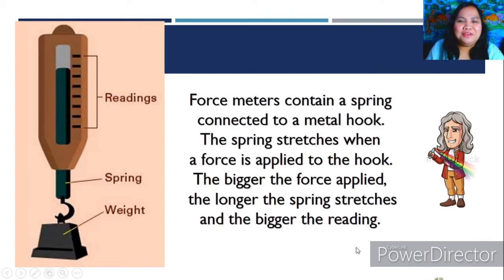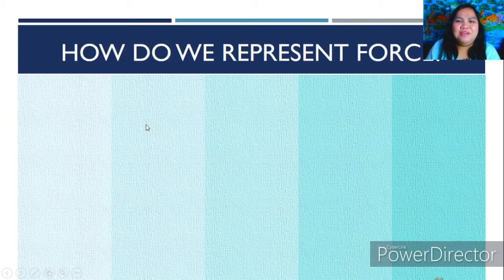Force meters contain a spring connected to a metal hook, and the spring stretches when the force is applied to the hook. The bigger the force applied, the longer the spring stretches, and the bigger the reading. So, we use this to measure the force. So, how do we represent force? Remember, we cannot see forces, right?